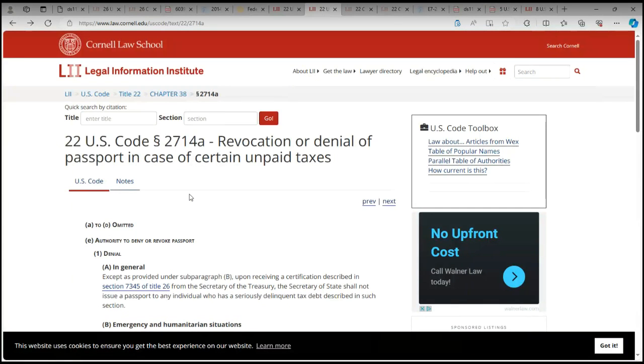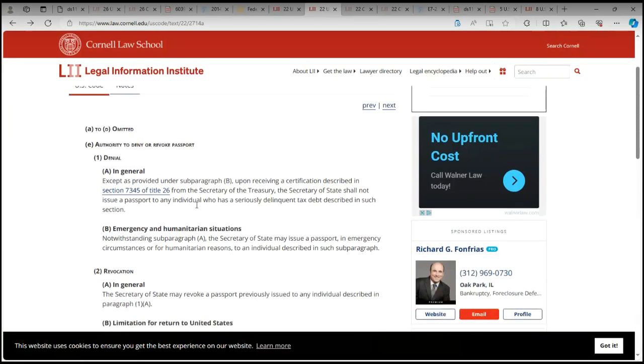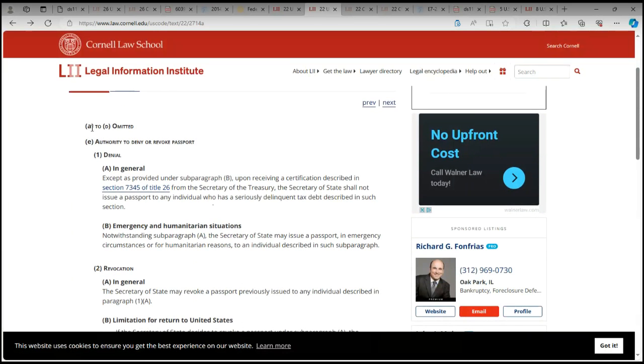All right. So this is revocation of denial and of passport in case of certain unpaid taxes. So this is the one that pertains to what? The Internal Revenue Service. All right. A and D are omitted.